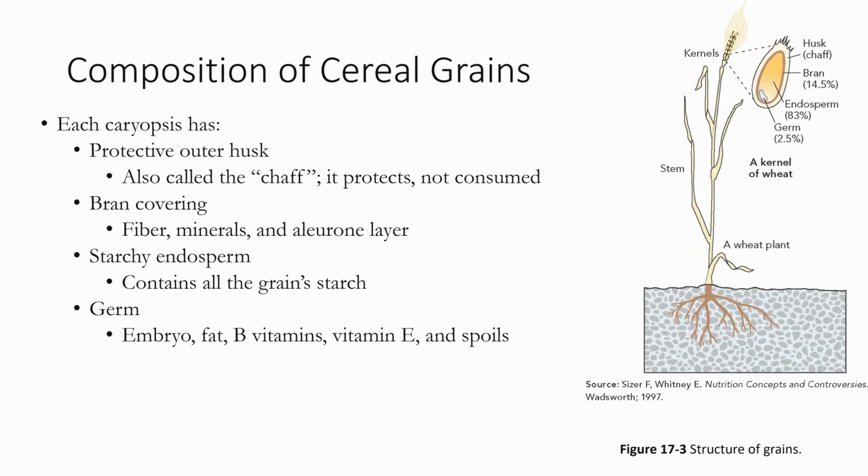Each caryopsis has a protective outer husk, which is also called the chaff, which is not consumed. It protects the grain. The bran is where you'll find fiber and minerals. The starchy endosperm contains all of the grain starch, and then the cereal germ contains the embryo, fat, B vitamins, vitamin E, and spoils.